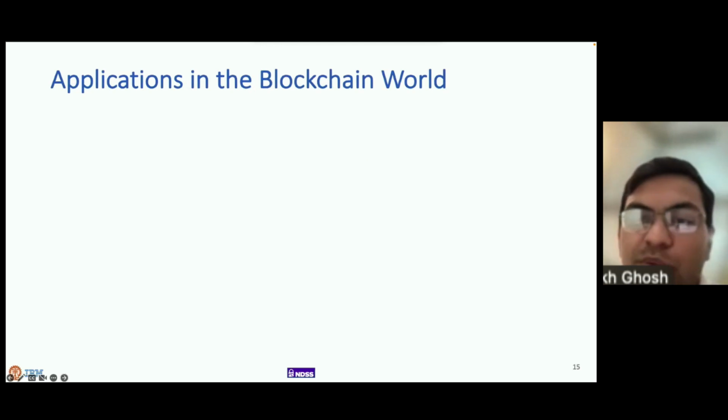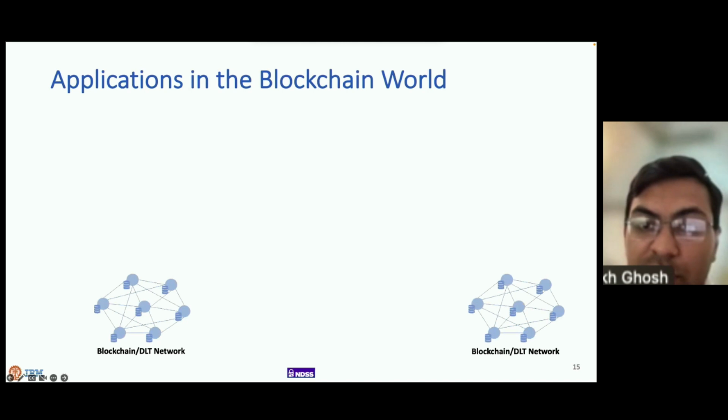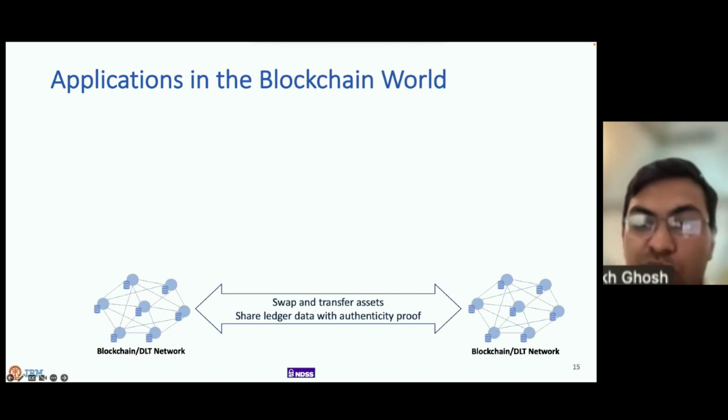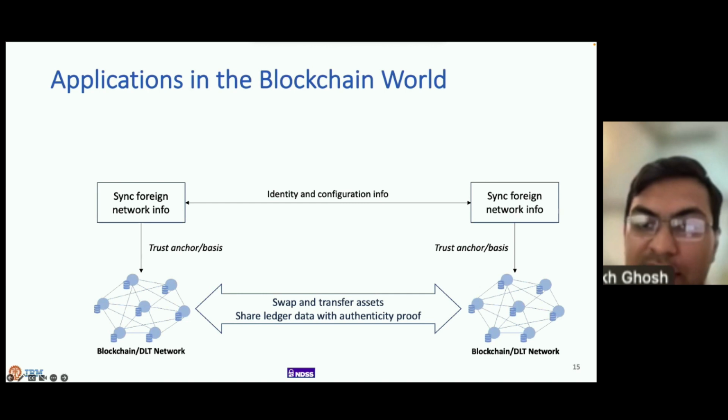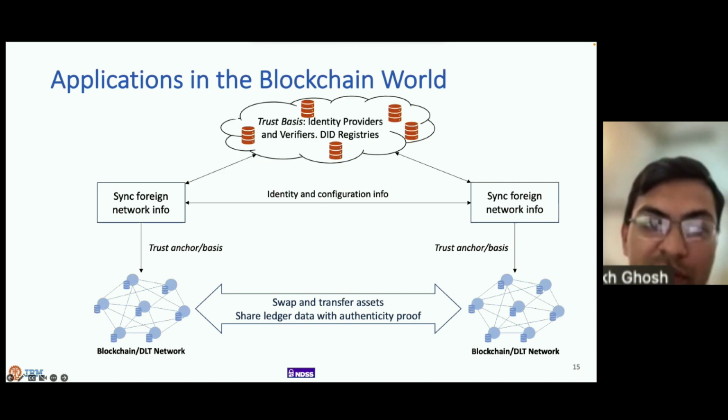So taking a step back, we arrived at this problem of private certifier intersection on the way of solving the problem of DLT interoperability. So in this problem, there are 2 separate blockchain networks which need to swap and transfer assets or share ledger data with authenticity proofs. And this data sharing or transfer of assets relies on the ability to prove or verify claims about the counterparty ledger states. So to enable such claim verification, syncing of identity information is necessary across the blockchain networks. Such syncing of identity information is possible with the help of verifiable credentials, which are supported by the decentralized identifiers and the DID registries.